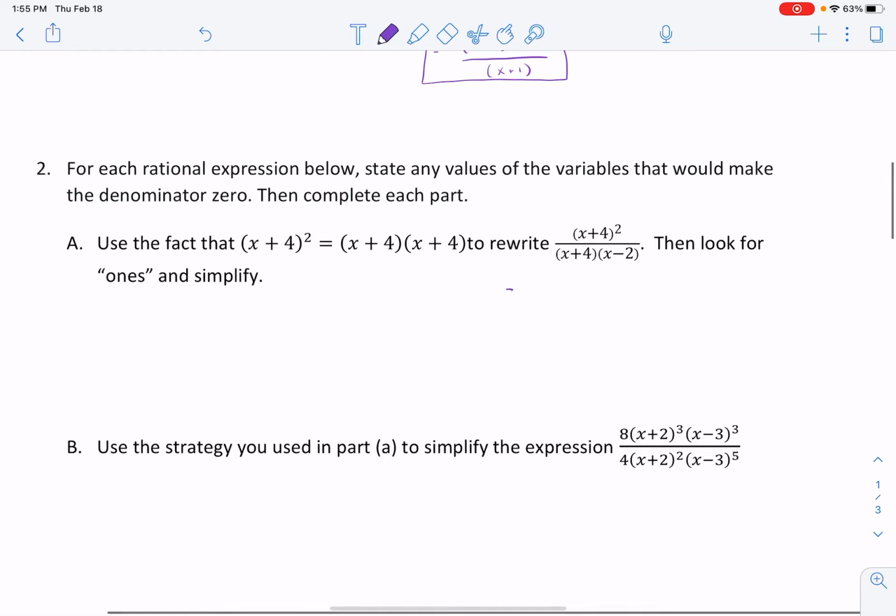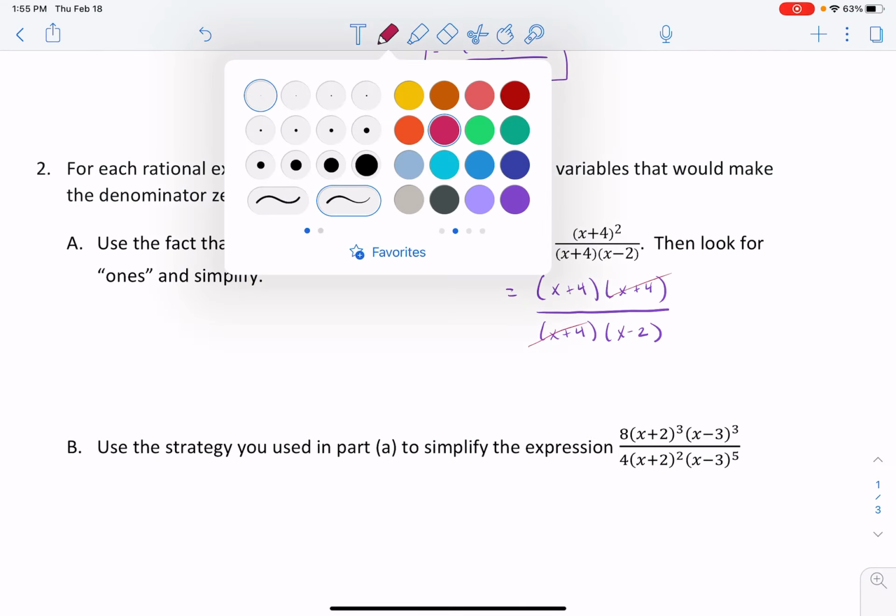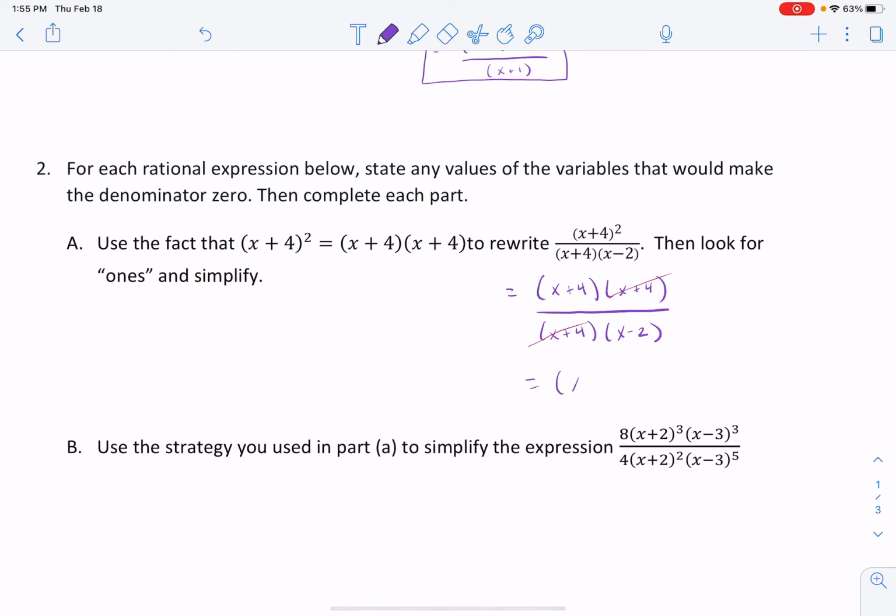So if I rewrite this, we've got x plus 4 times x plus 4 over x plus 4 times x minus 2. These cancel. So I'm left with x plus 4 over x minus 2. I'm going to rewrite that so it's over here.